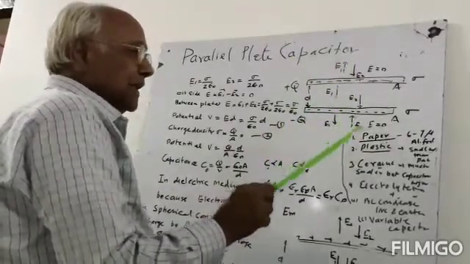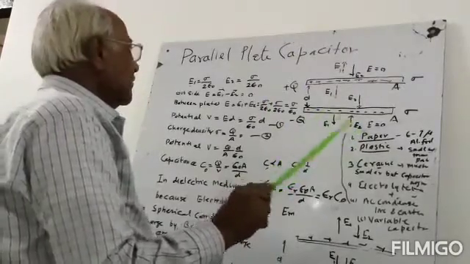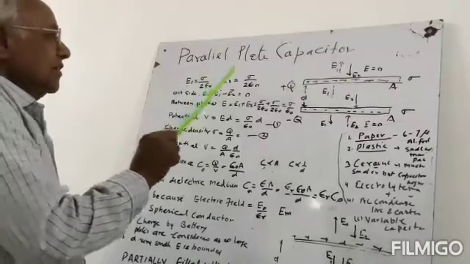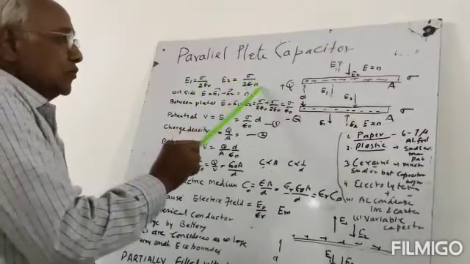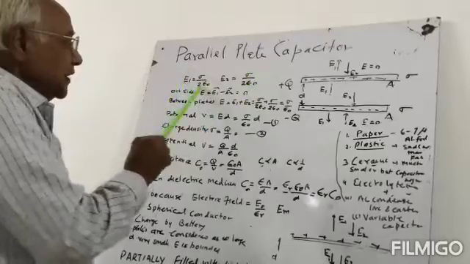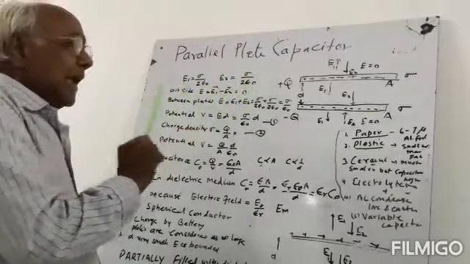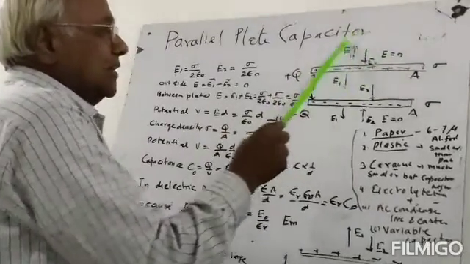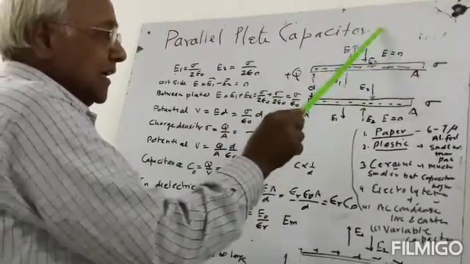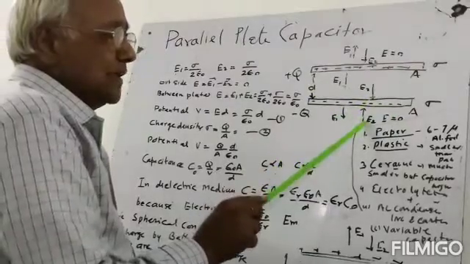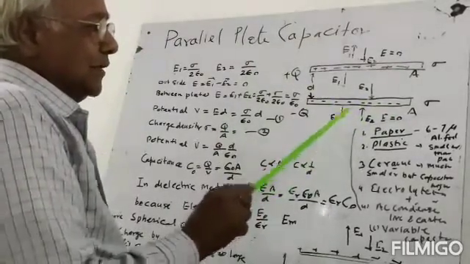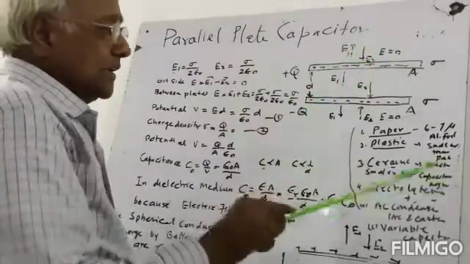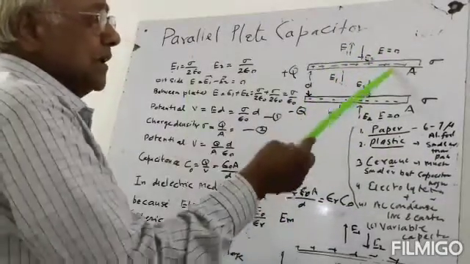The value of E1 and E2 is the same. E1 is sigma by 2 epsilon 0. E2 is also sigma by 2 epsilon 0. So the magnitudes of these two are the same and the direction is opposite. And there will be no electrical field outside the plates, on this side or outside. Electrical field will be 0 in this region, the region which is outside the plates.